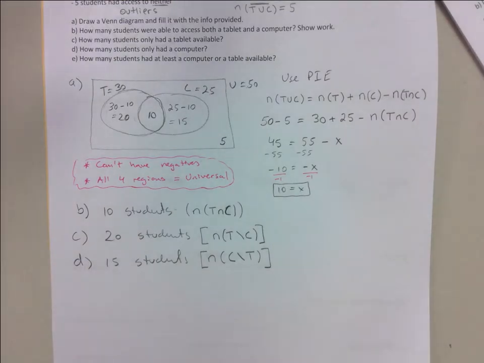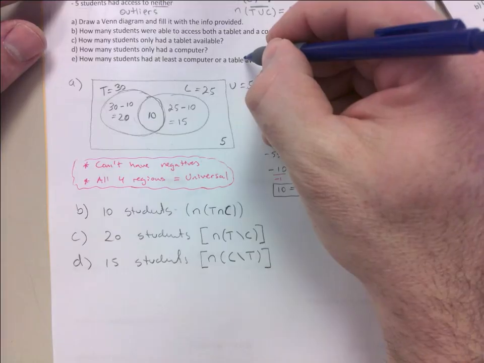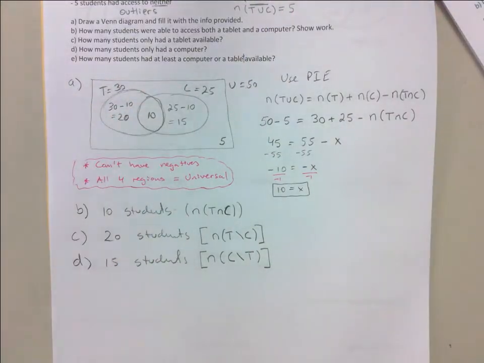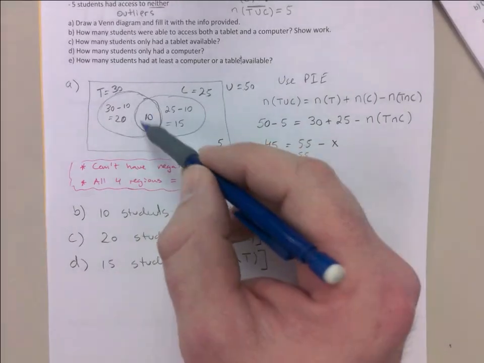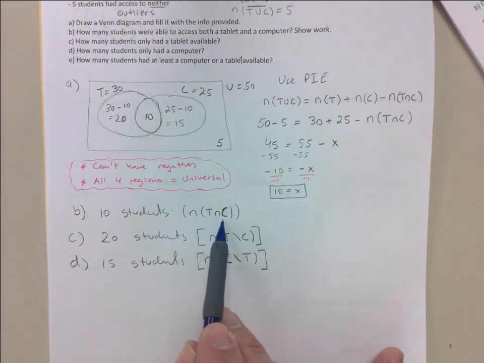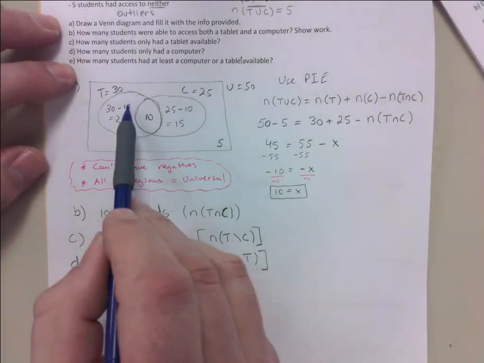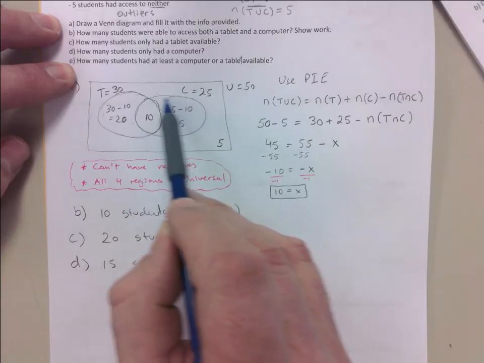How many students had at least a computer or a tablet available? What is it asking us for? At least one. What does that sound like? At least one is not intersection, it's the other one. Intersection is the ones that have both. That we already answered. At least one, it's the union. It's asking for the union.